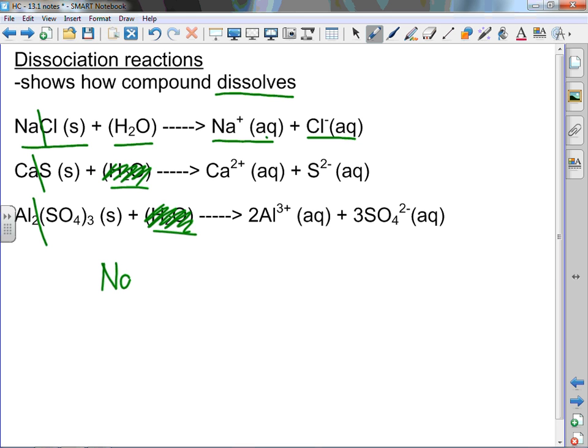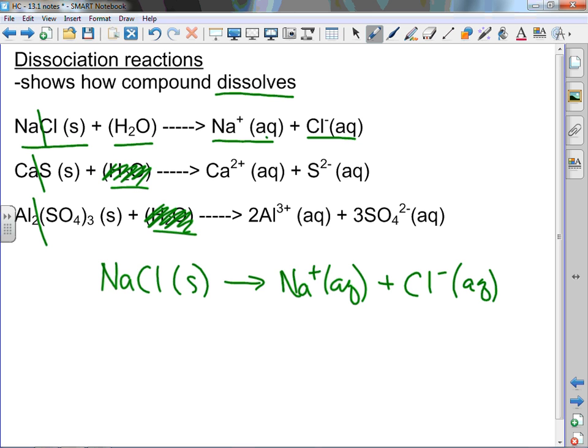The simplified way to write the reaction for when something dissolves, or its dissociation reaction, is simply the solid chemical changing into its 2 ions that are now dissolved in water. Therefore, we write AQ. So that's all we have to do. When we see the phrase dissociation reaction, that's what we write. There's nothing more to it. It's that simple.